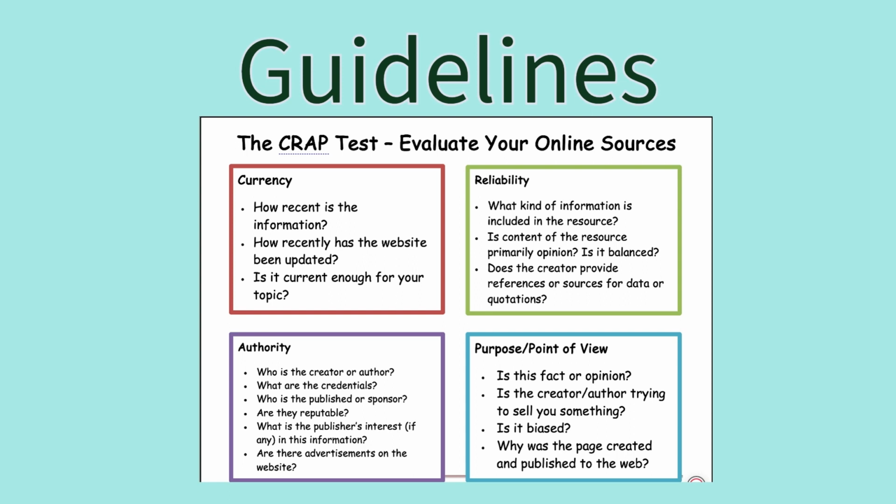A is for authority. Who is the author and is he, she, they reputable? Is the publisher known for accuracy and fairness in reporting? And finally, the purpose and point of view of the piece. Is there obvious bias? Why was it published?